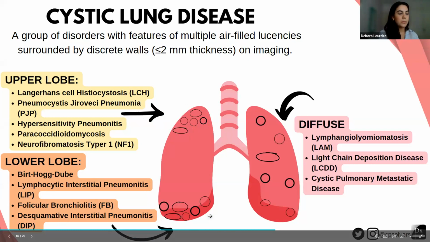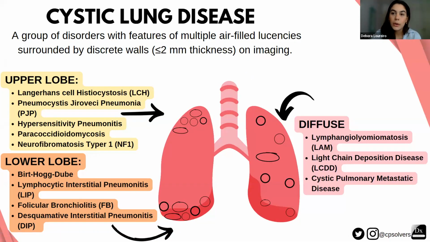Going to the lower lobe, we have Birt-Hogg-Dubé, which in this case is more in the lower lobe, not diffuse, and the patient could have skin tumors, lung cysts, and a pneumothorax, which were not presented in our patient. Lymphocytic interstitial pneumonitis is normally seen in patients with Sjogren's or immunocompromised with HIV. Follicular bronchiolitis is normally associated with collagen vascular disease and immunodeficiency. And the last one, desquamative interstitial pneumonitis, is associated with smoking.